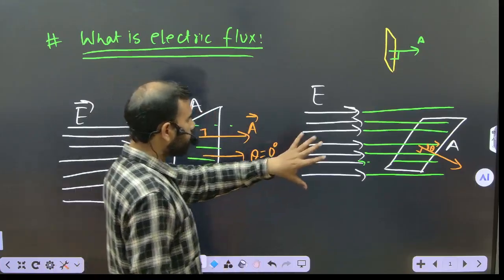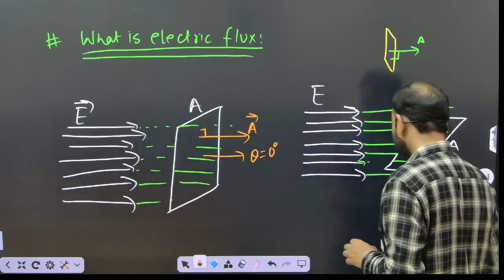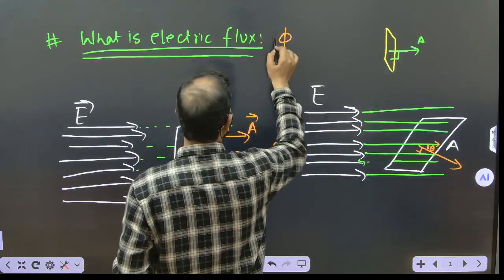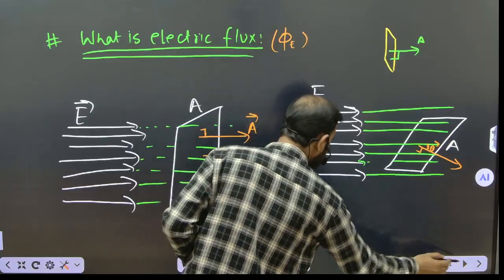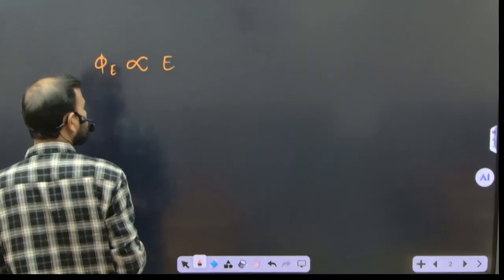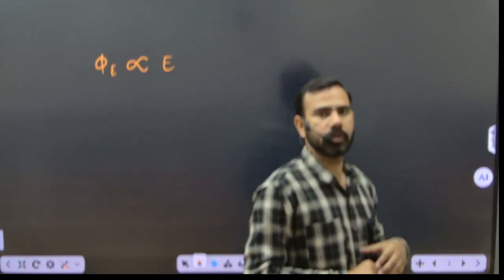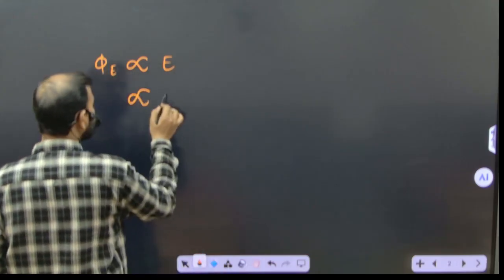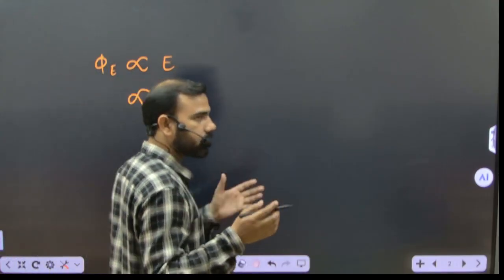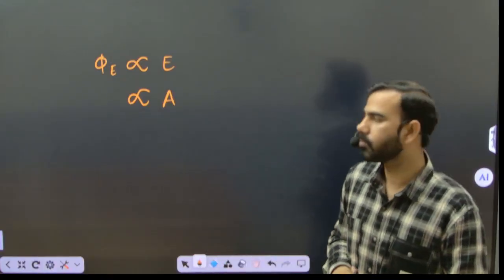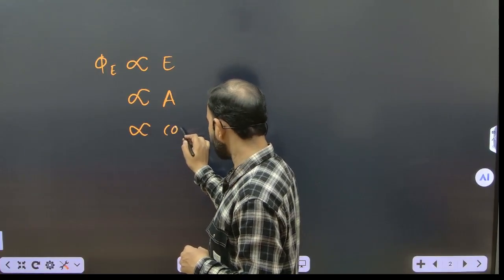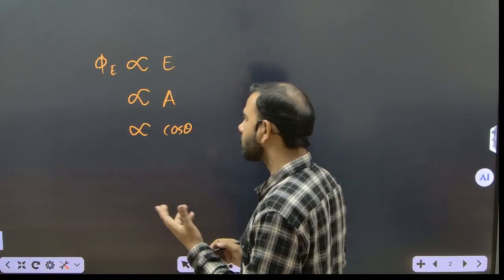So basically, by all the discussion, electric flux is represented by phi E. Phi E is proportional to E. If we increase the electric field strength, then the electric flux will increase. It is also proportional to A. If we increase the area, more electric field lines will cross. And it is also proportional to cos theta. And why is it cos theta, not sin theta?